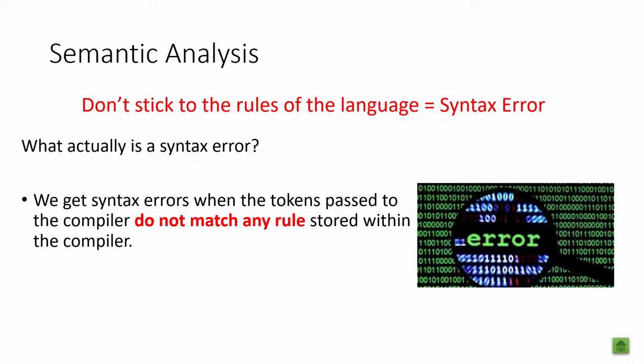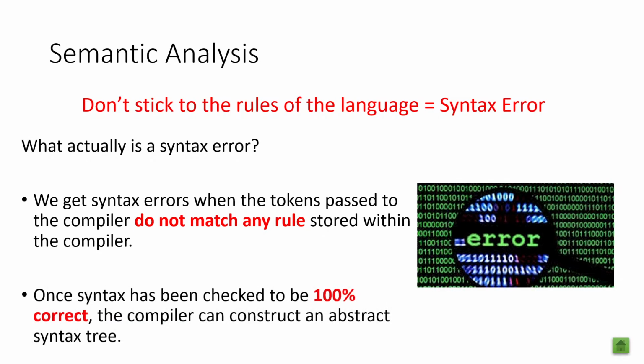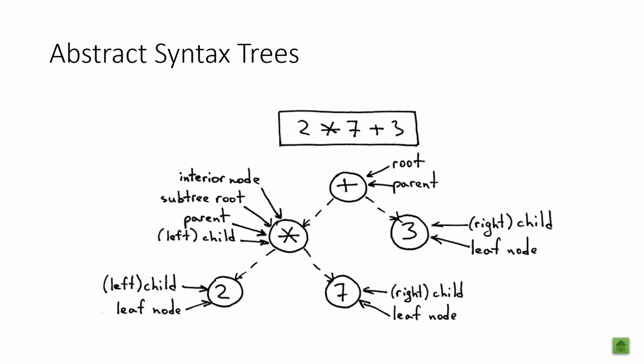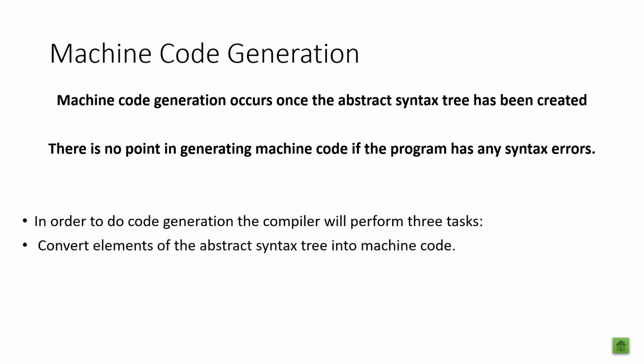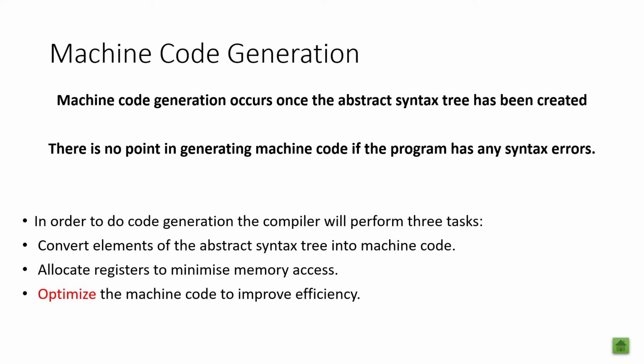Your IDE normally filters these out before we even get into the compilation process to save time. The syntax has to be 100% correct before we can create the abstract syntax tree, and that's what that looks like. That is a syntax tree. We then convert the nodes of the syntax tree into machine code. We allocate the registers to allocate and change those nodes into binary, and then we optimize the machine code to increase efficiency.